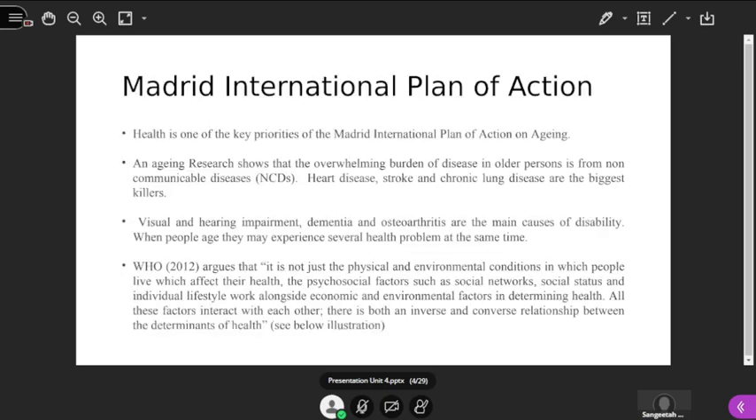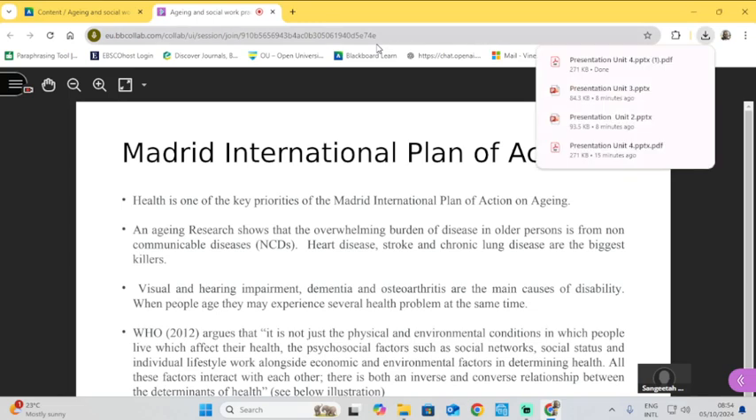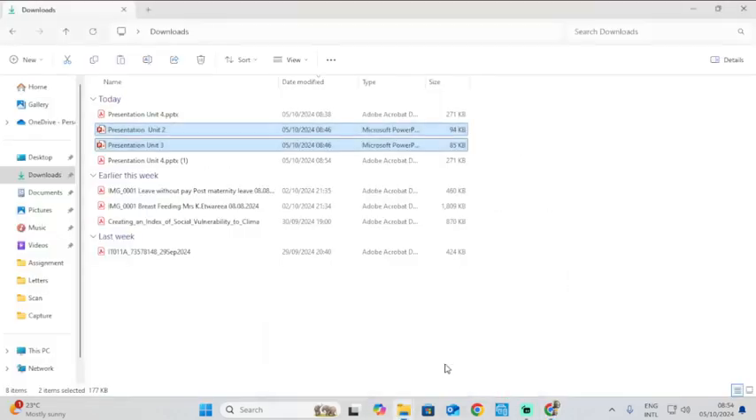Now, you will see the Madrid International Plan of Action. You remember in Unit 1, we had a number of principal international plans that have been developed after conferences in Madrid on how to enhance the well-being of the people. Do you remember? We have the Second World Assembly on Aging in Madrid. We have the UN Principles for Older Persons.